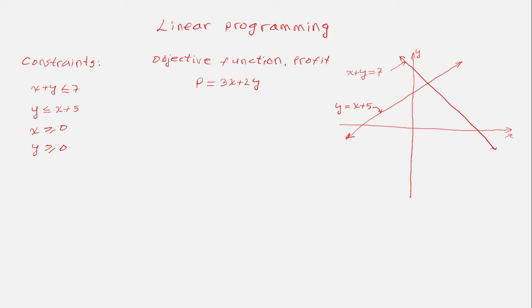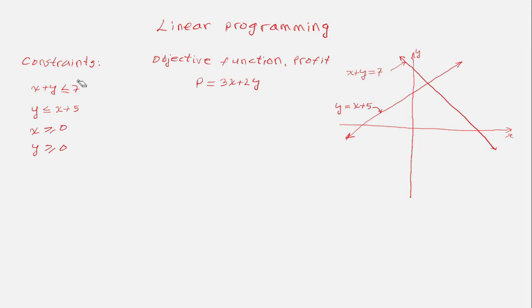Let's do some linear programming. Linear programming is a method for finding maximum or minimum value of some quantity. And that maximum or minimum depends on some constraints given, which are actually inequalities.